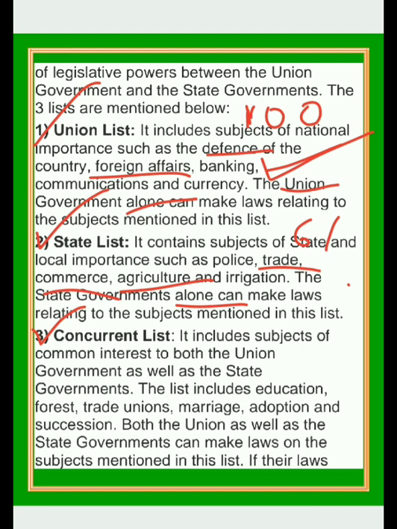There are 52 subjects in the concurrent list, where both the governments, union and the state government, can make law. It includes subjects of common interest to both the union government as well as the state governments. The list includes education.